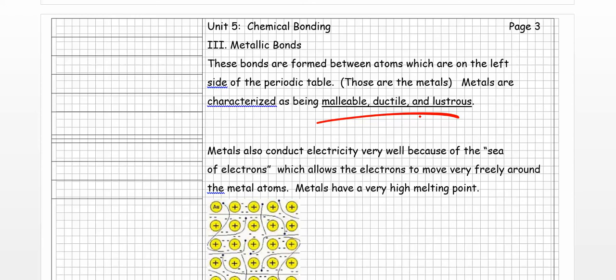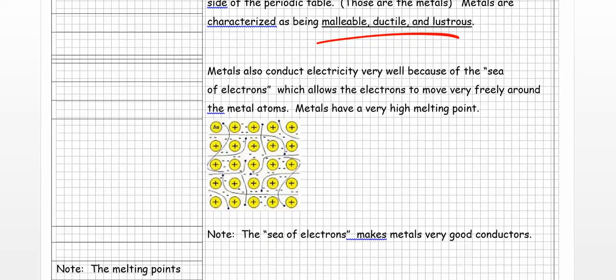It's bendable, doesn't break. Now, metals are also good conductors of electricity because of what's called the sea of electrons. And I want you to remember that phrase, sea of electrons. Well, here's what it means. It means that electrons are free to move anywhere in the metal that they desire. All right? This allows electrons to move very freely around the metal atoms. Now, metals have a very high melting point. That's because of the attractiveness.